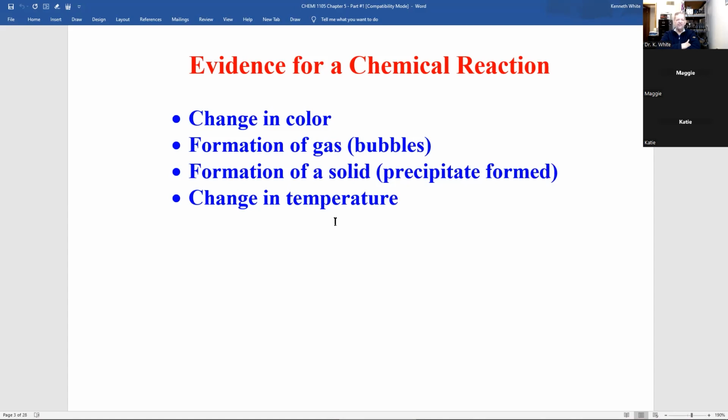Another way evidence for a chemical reaction is formation of gas. What do we mean by that? Well, if you mix two things together and all of a sudden you see bubbles, you know there's a chemical change. Oh, hold on. Let's see if I can find something.